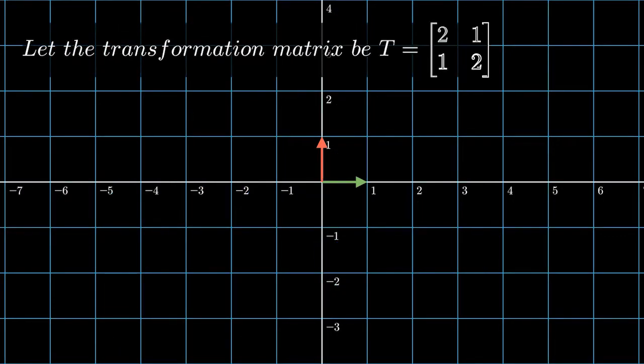Having understood what multiplication is, let's take a transformation matrix T. Let's put it aside in the upper left corner.